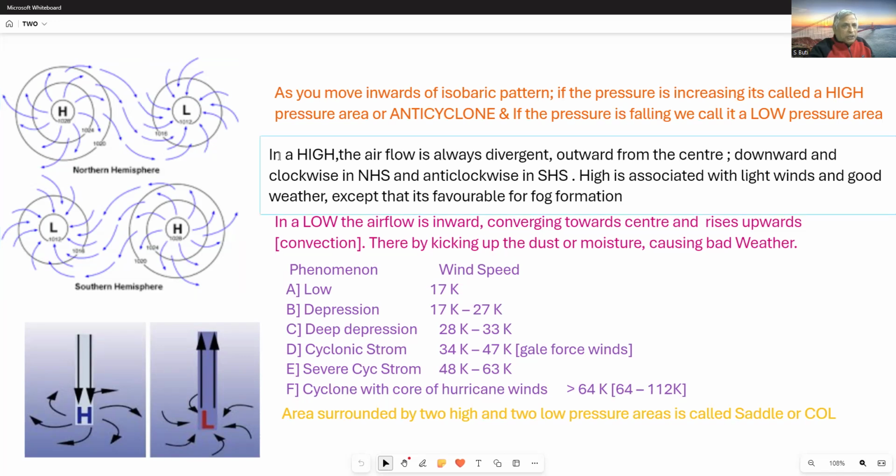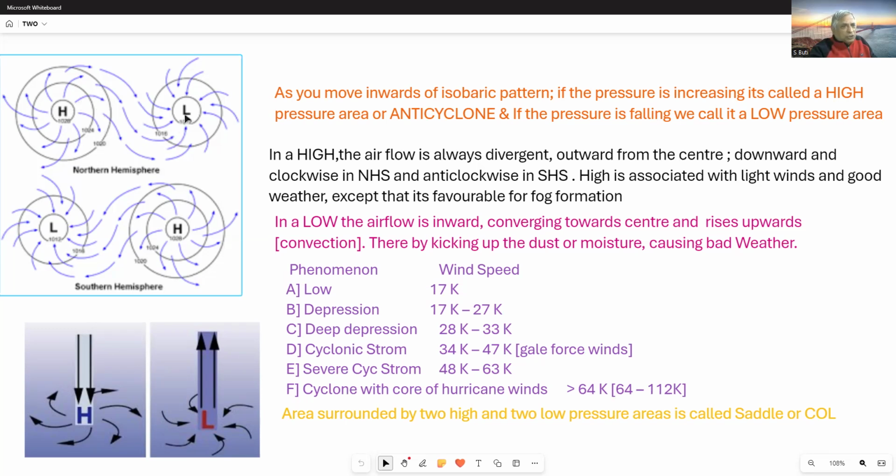So in a high pressure area, also called the anticyclone, the airflow is outward from the center because that is where the pressure is maximum. What happens now? In the northern hemisphere, this airflow coming out of the high pressure area starts turning clockwise due to the geostrophic force, also called Coriolis force. We shall read in detail in the winds chapter.